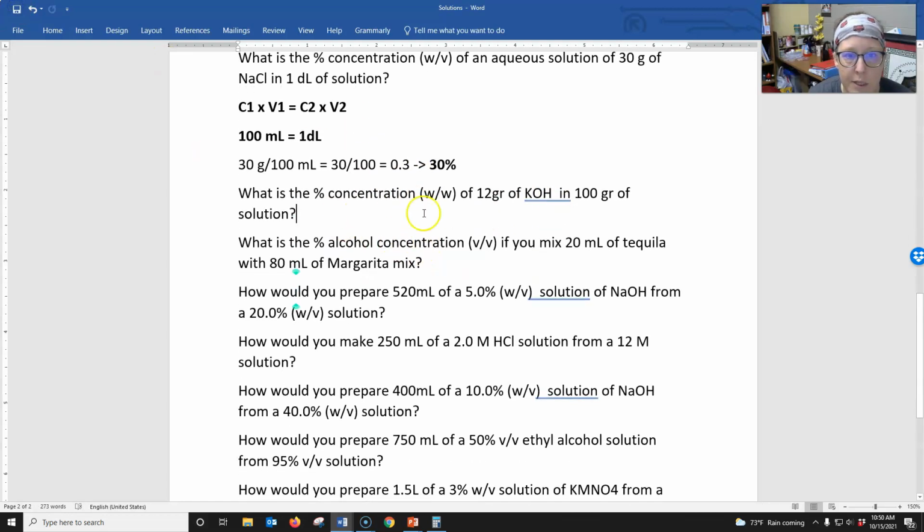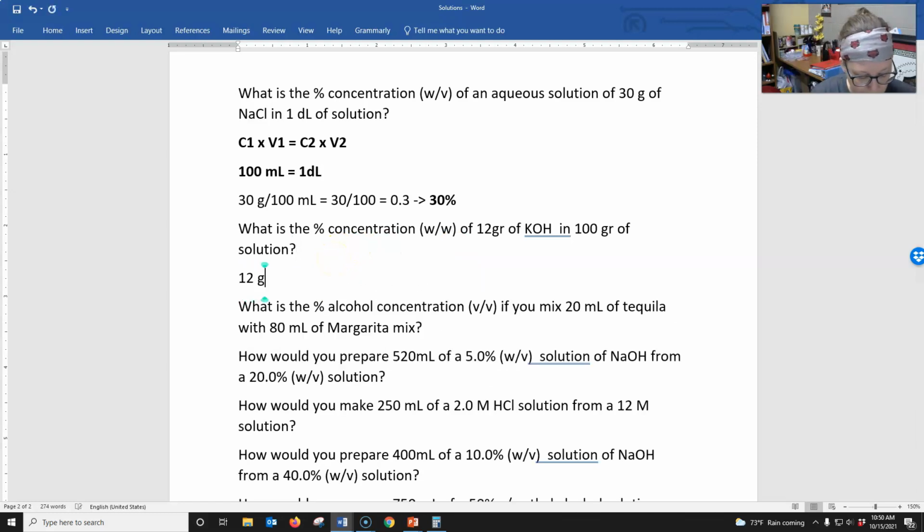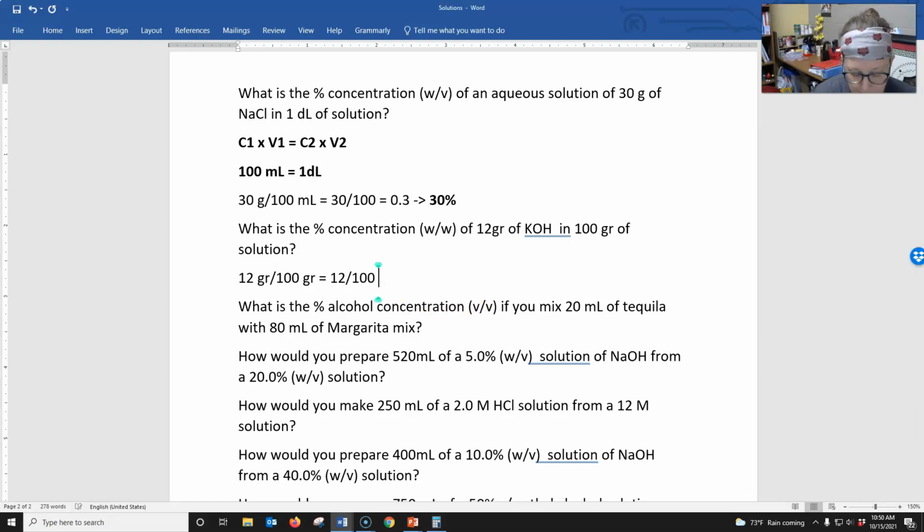So what is the percent concentration of 12 grams of potassium hydroxide in 100 grams of solution? So this is weight. Instead of being in 100 mils, it's going to be in 100 grams. So it's basically 12 grams in 100 grams. So you're going to do 12 divided by 100. You should know that one too, but we'll just do it on the calculator. That gives you 0.12. And so you convert that again to percentages, and 0.12 is 12%, so the solution to that one is 12%.